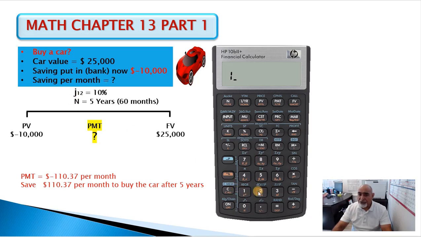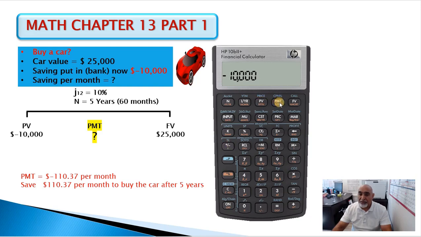Interest rate is J12, so great. We're talking about months. Interest rate is 10%. N is 5 years, but we're talking months now, so we need 60 for N. Interest rate's been dealt with. PV, we have $10,000 today, and we put it away, 10,000. PMT is what we're looking for.